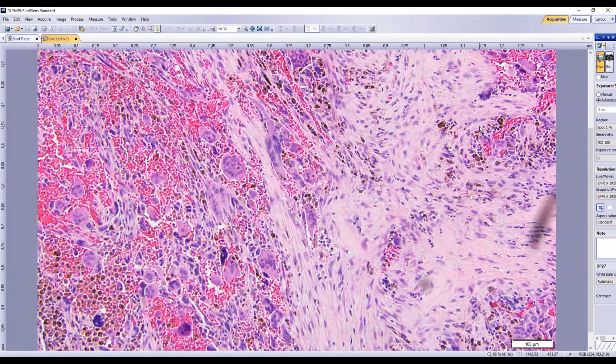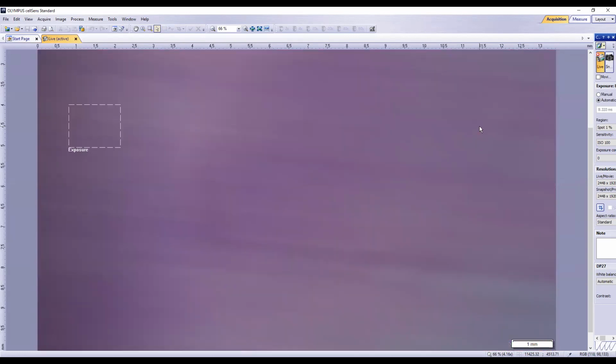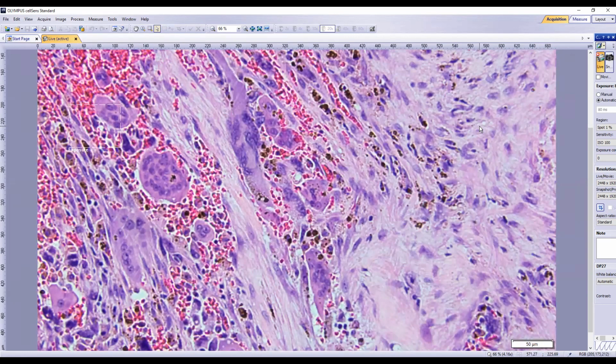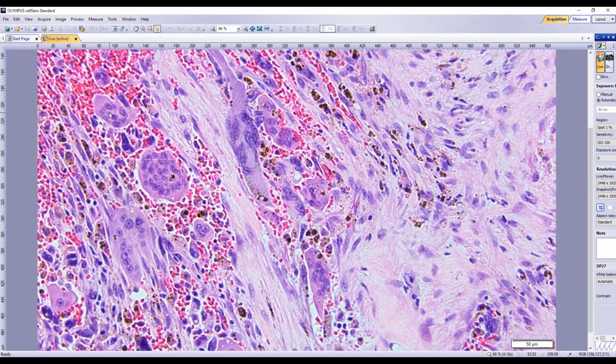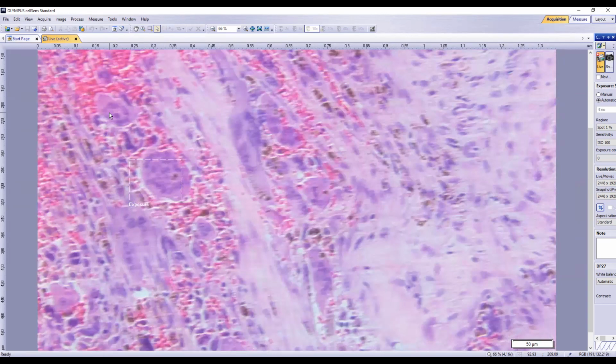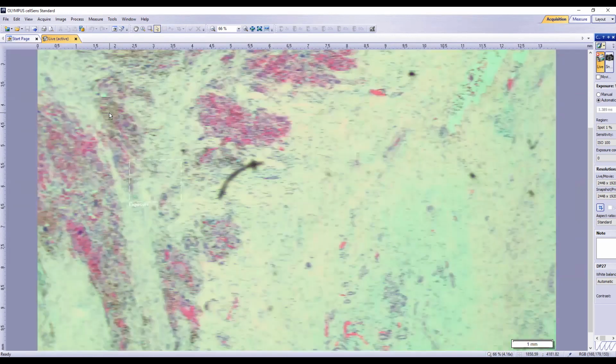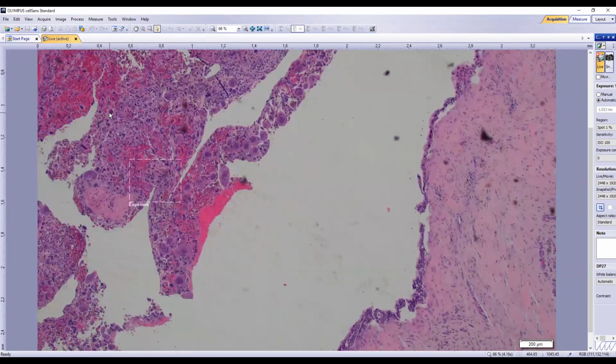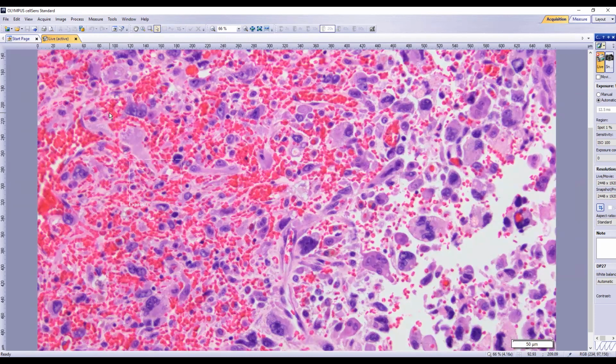What else do we have? Giant cells. Yeah. So quite a few giant cells. Okay. So we saw giant cells. I keep moving. I come to the middle of the lesion.